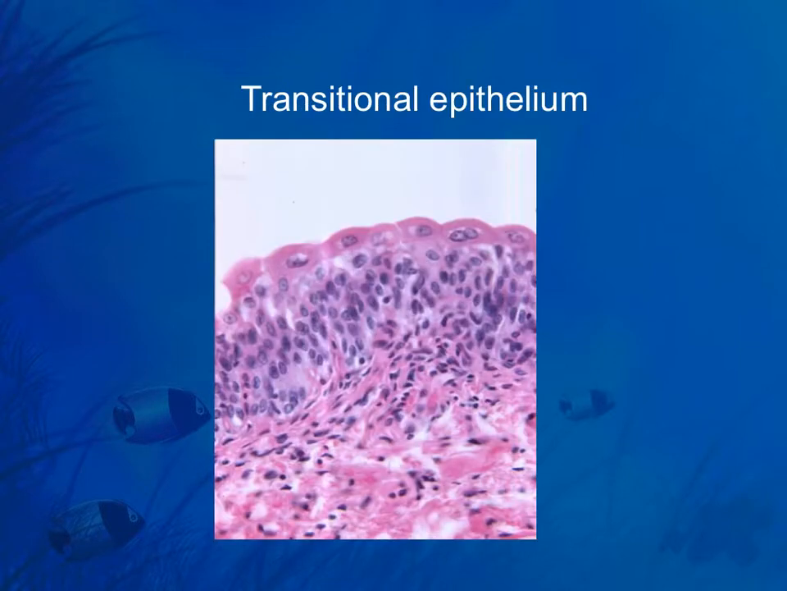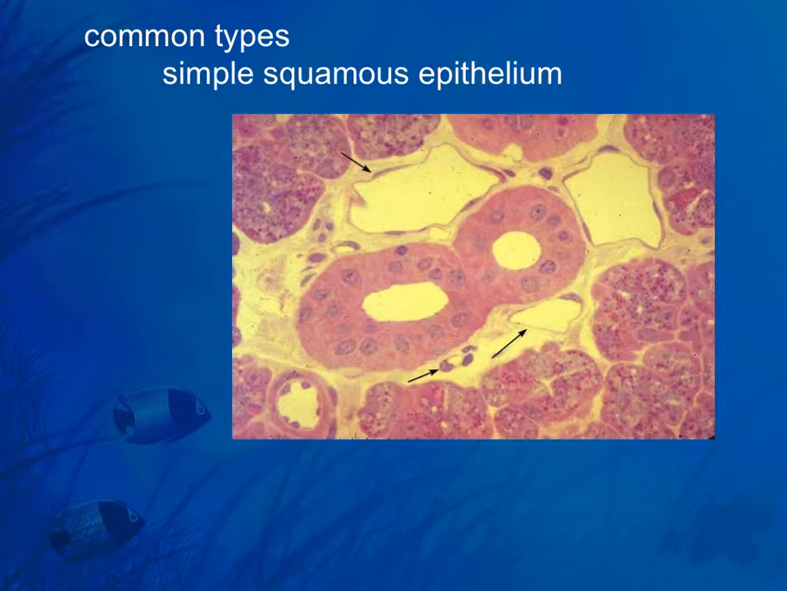Transitional epithelium is a little more complicated because the shape can change. It's epithelium because there's an opening. The cells here are nice and round, but transitional epithelium is found in places like the urinary bladder. As the bladder fills with urine, this whole epithelium can stretch out, and the shape of the cells will change and become flatter.